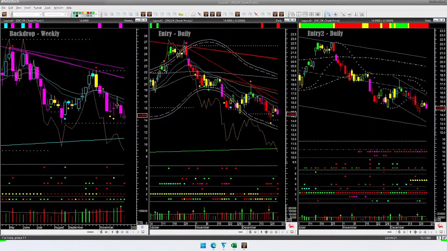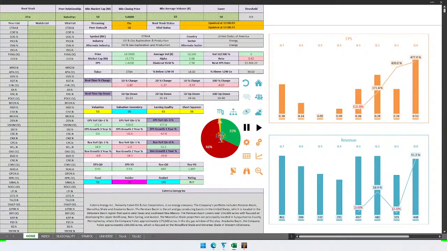Now let's go back to Q Vital. CTRA, how are its fundamentals? Not so weak. Valuation in the middle. High growth. Next earnings 21st February. Funds are accumulating. Oil and gas exploration and production. Technically, it may be a short setup next week, but fundamentals are quite strong. I'm not going to consider shorting it.